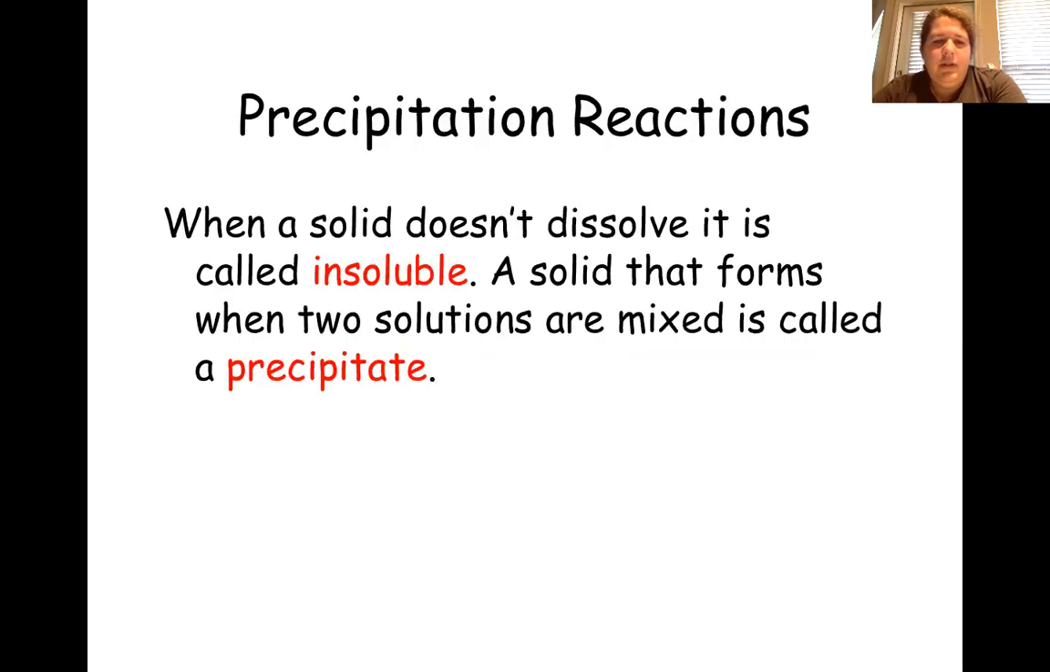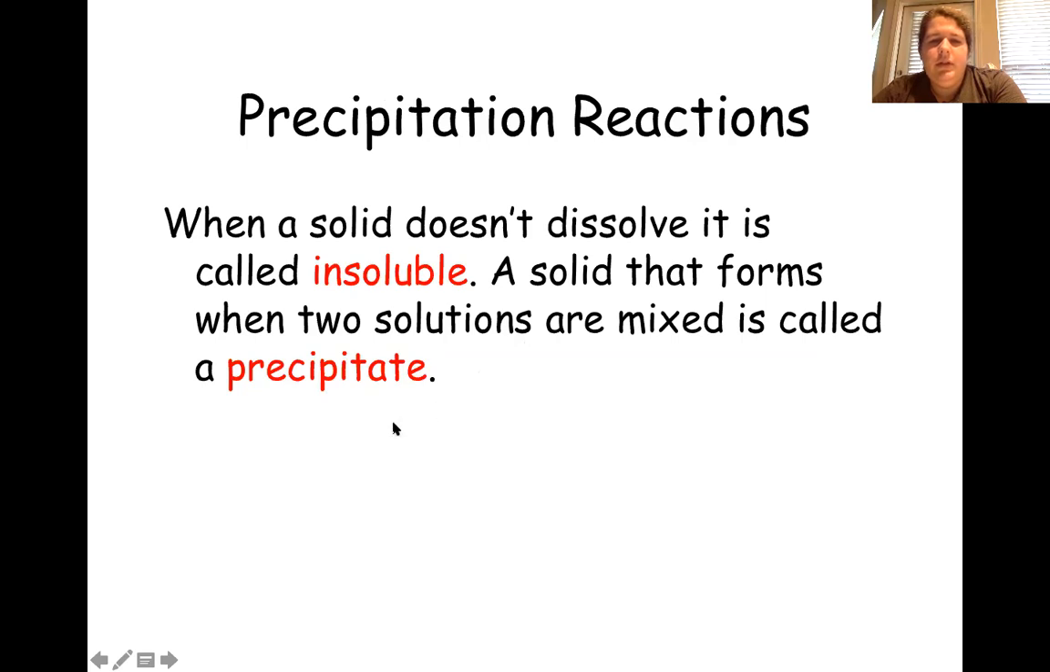When a solid doesn't dissolve, it is called insoluble. However, if you mix 2 different liquids together and you get a solid as a result of that mixing, that's called a precipitate. Okay, that means something is falling out of the solution.